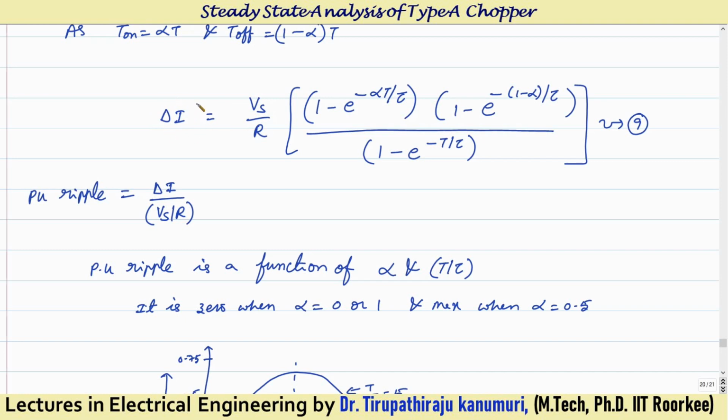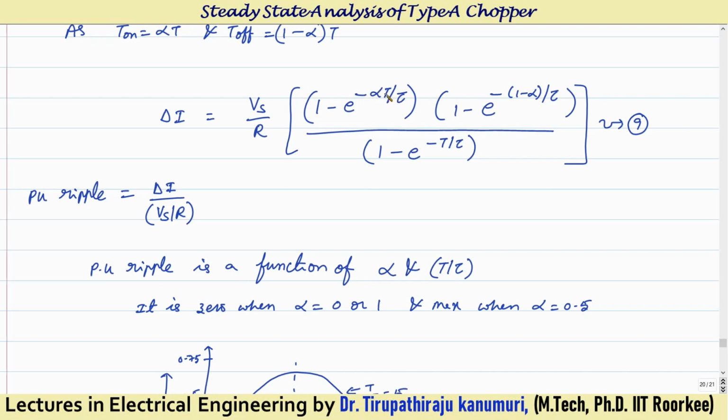That means the amount of the ripple is independent of the value of E. That's why E is not coming here. So this is delta I divided by Vs by R, that is called as the per unit ripple. Getting it?